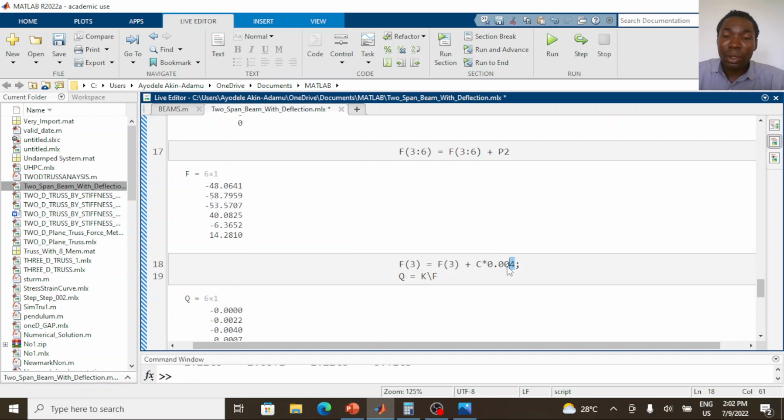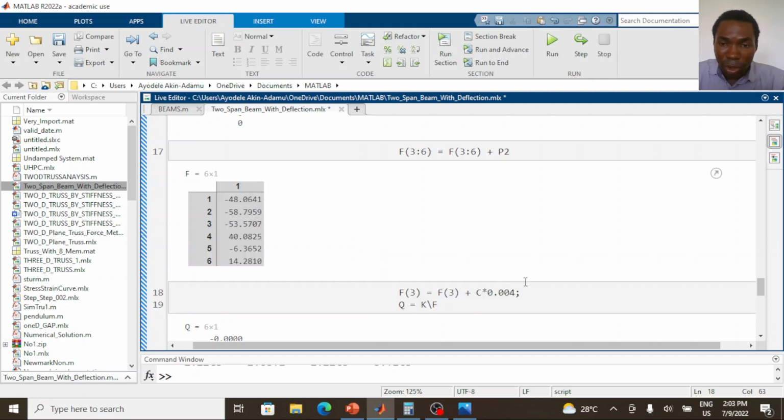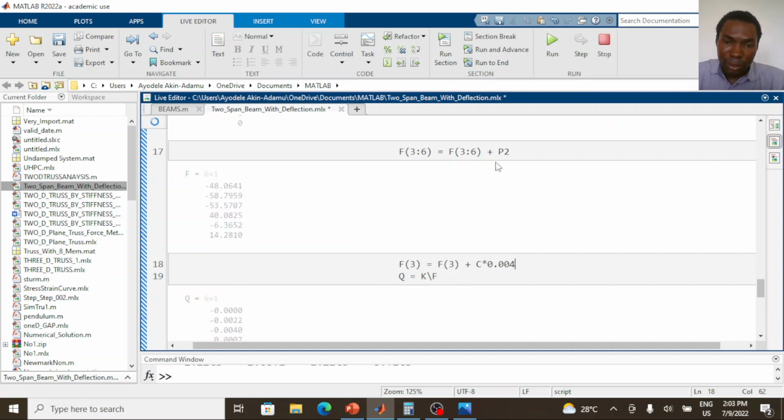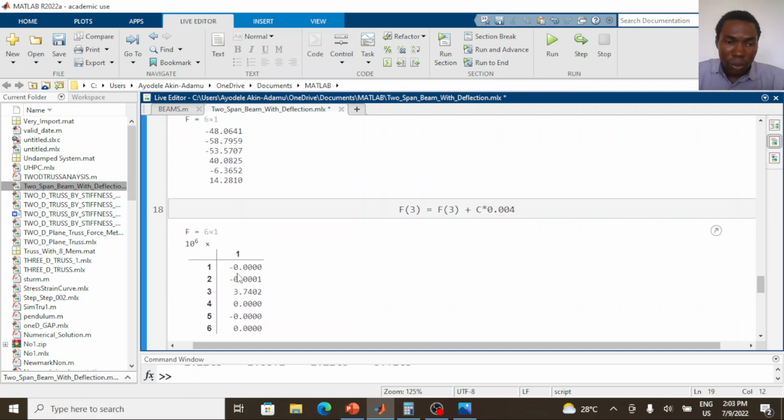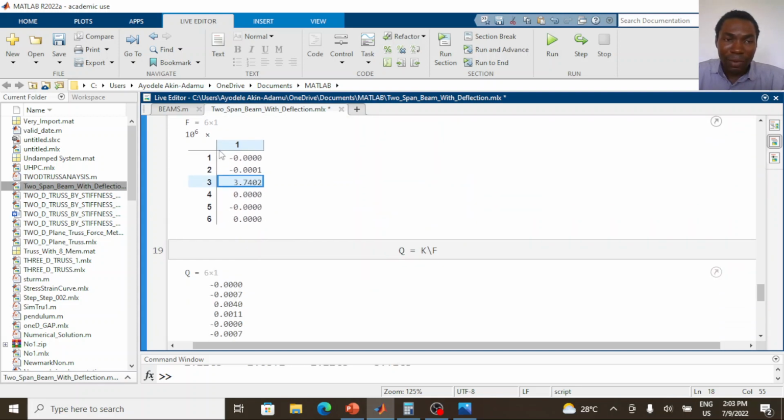You convert it to meters, which is 4 divided by 1000. That's why we have 0.004 here. So you have to add C times A, where A is the settlement. As you see, this large stiffness multiplied by this settlement we have to add at position 3, because we have settlement at the third degree of freedom. So we add C multiplied by this settlement at position 3. If you run this code, we have this value added to this position. So this is the modified force vector.